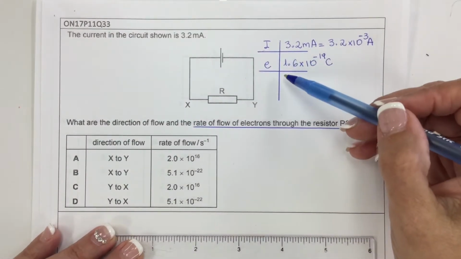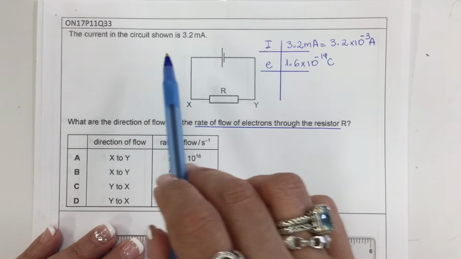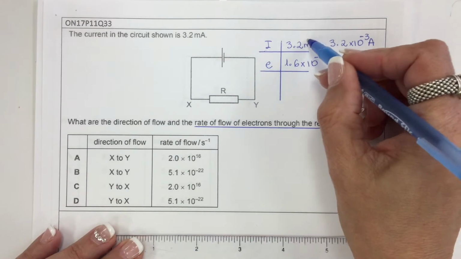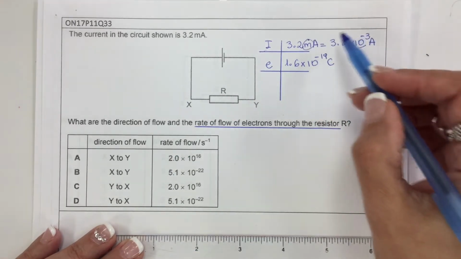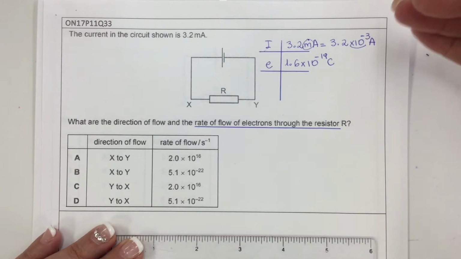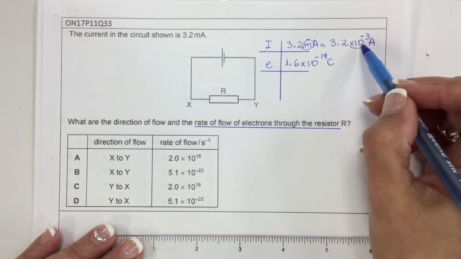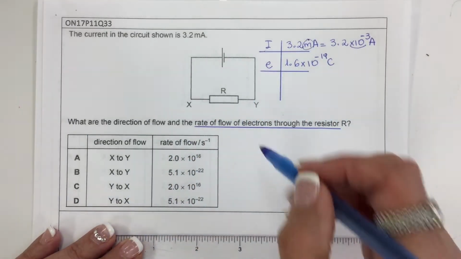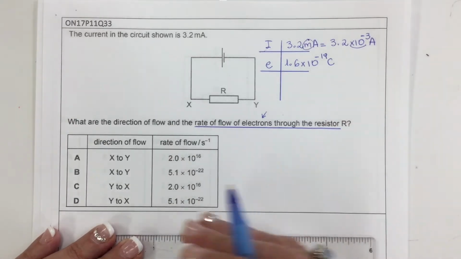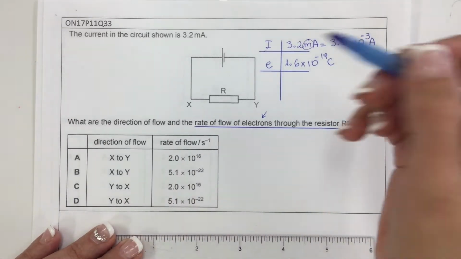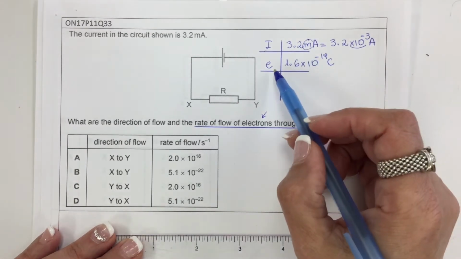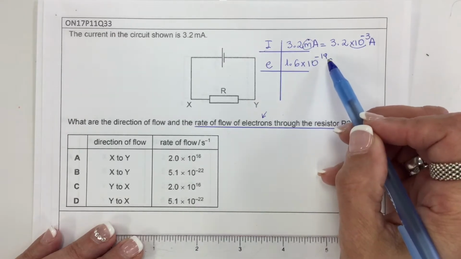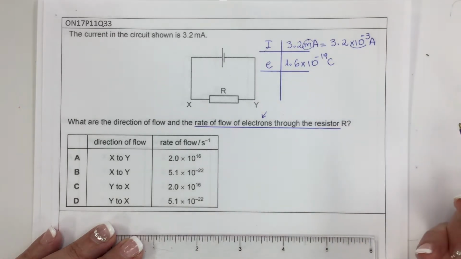So this is my data table based on the information given in this problem. The current is 3.2 milliamps, so milli is 10 to the minus 3. It's kind of a multiplier, so 3.2 times 10 to the negative 3. The second piece of information is talking about electrons. Every time I see electrons in a question, whether I use it or not, I like to write the charge of an electron: 1.6 times 10 to the negative 19 coulombs.